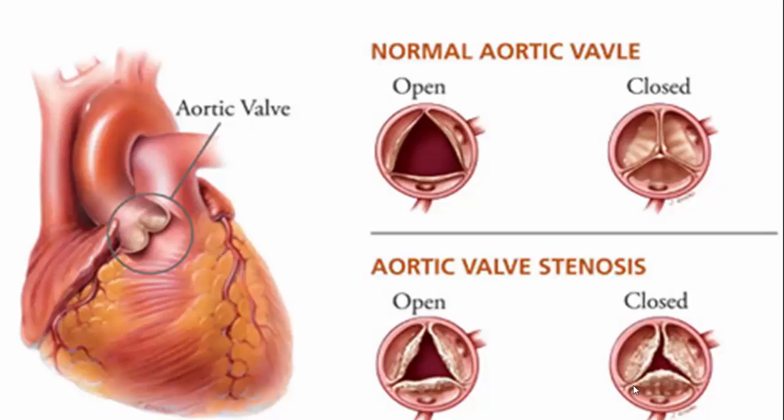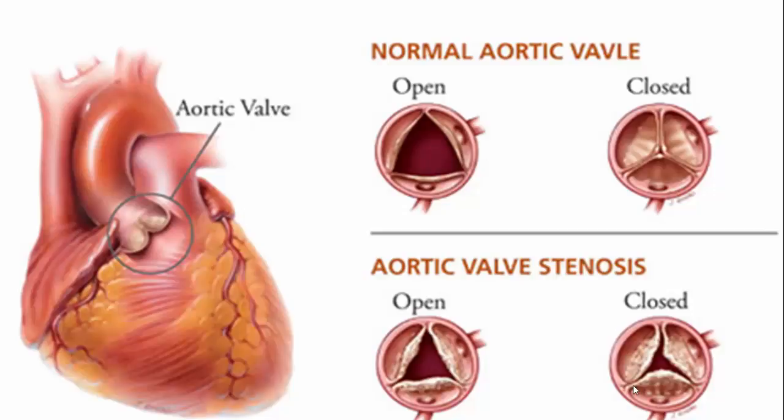I already talked about what causes it. Generally, this is seen in patients who are in their 6th, 7th, or 8th decade. It is a degenerative disease. Because of the wear and tear, the leaflets get damaged, and there is deposition of calcium, which leads to thickening and also reduced opening of the aortic valve.